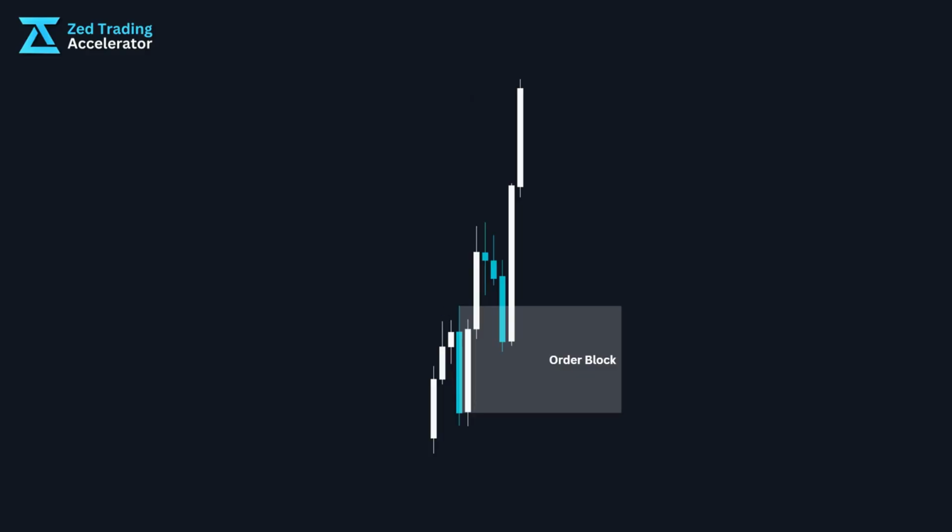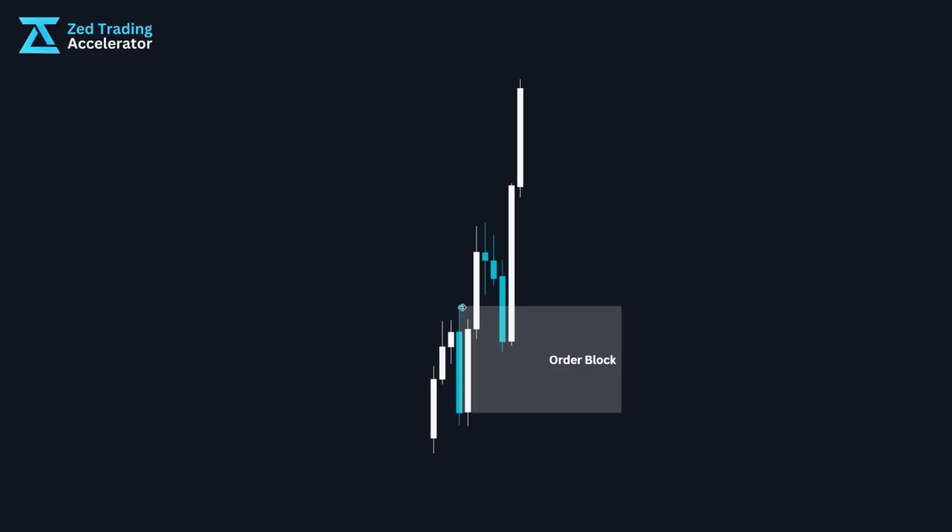For example, like this, we have here a fair value gap. The use of the order block will be based on the presence of the fair value gap. So in this example, we have here a fair value gap. Is the body of this order block overlapping into that fair value gap?